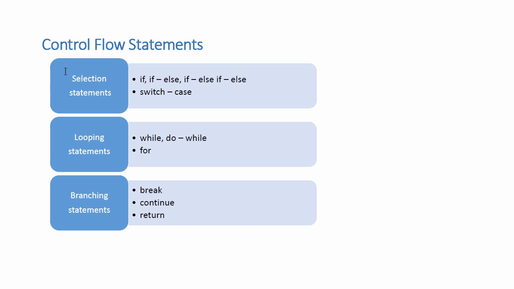Welcome back. Till now we have covered selection statements. Let us now see looping statements. Looping statements are the Java statements that allow us to execute a specific block of code a number of times. There are three types of looping statements available in Java: while loop, do while loop, and for loop. Let us first check while loop.